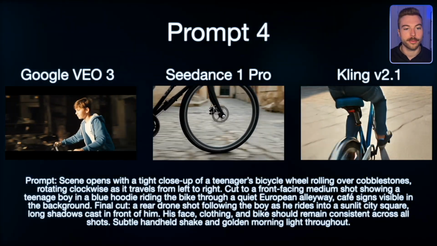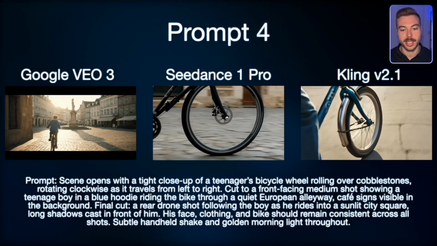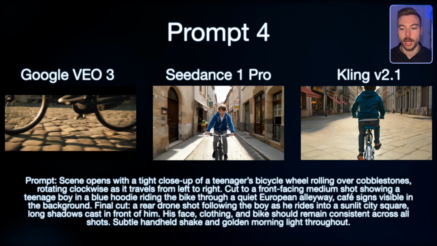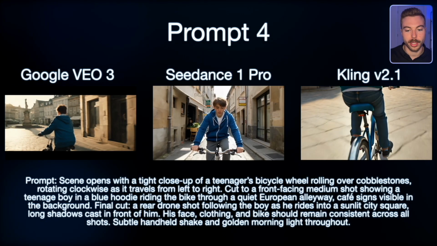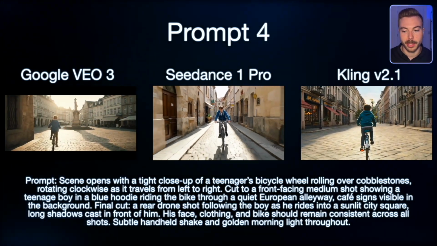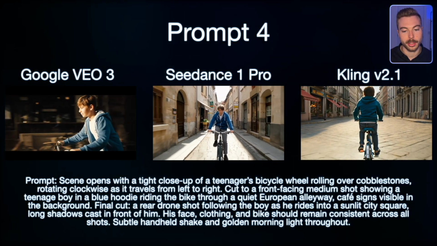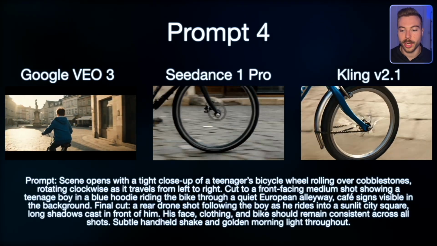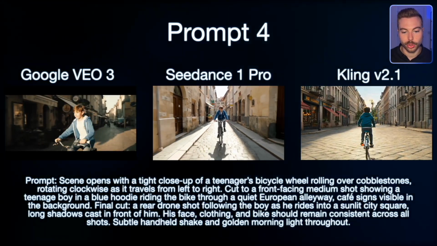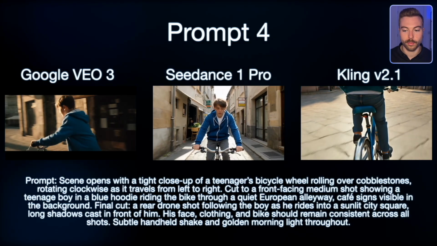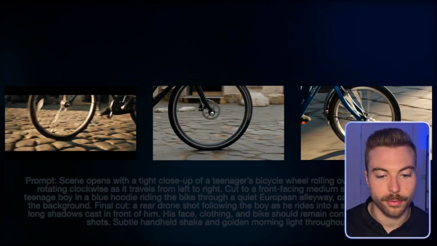If we come across to the 4th prompt, we're doing a scene opening with a tight close-up on a teenager cycling a bike over some cobblestones, rotating clockwise as it travels from left to right. Cut to a front-facing medium shot showing a teenage boy in a blue hoodie riding the bike through a quiet European alleyway, signs visible in the background. Finally, a drone shot from the back. The boy rides his bike into a sunlit city square, long shadows cast in front of him.